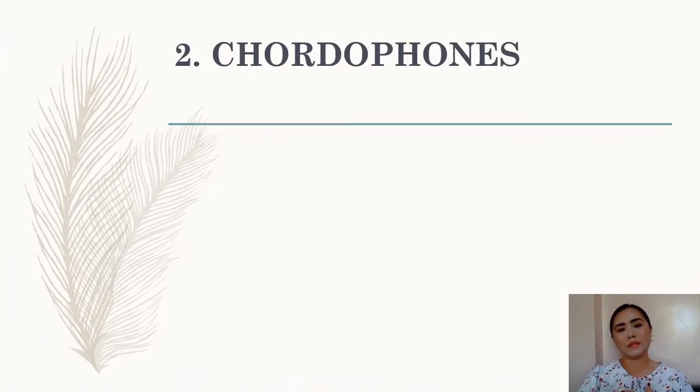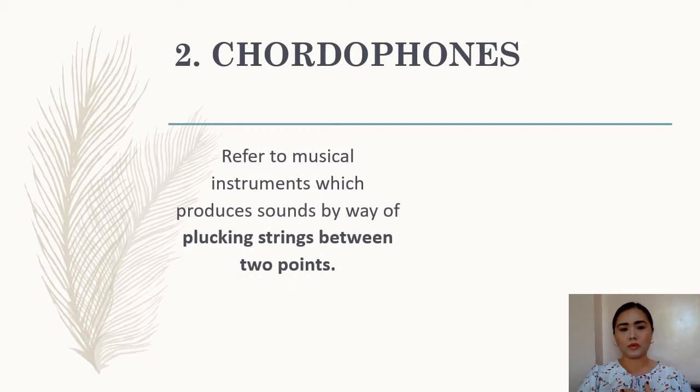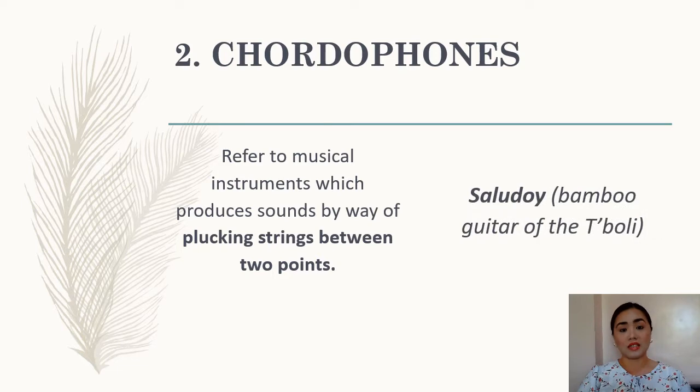Our second type of Filipino musical instrument is chordophones. Chordophones refer to musical instruments which produce sounds by way of plucking strings between two points. An example of a Filipino musical instrument under chordophones is the saludoy, which is a bamboo guitar of the Tiboli.